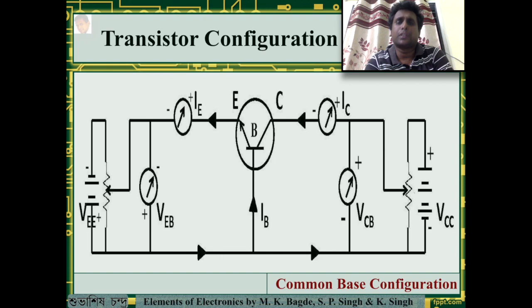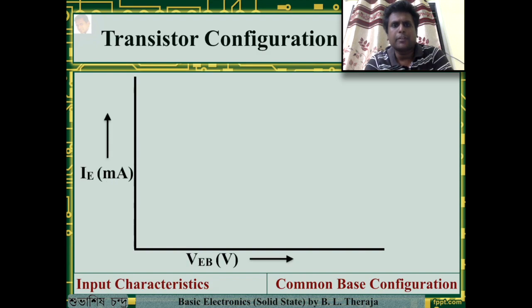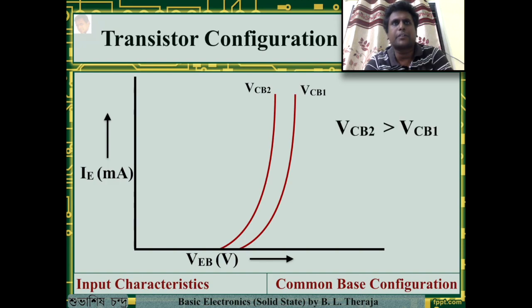Let's see what the characteristics for input look like. We have kept the output voltage VCB as constant and we have studied the variation of IE with respect to VEB. The curve, as you can see, is basically the curve of a forward bias diode. The curve also shows us that as we increase VCB, the cut-in voltage decreases. Now let's move on to the output characteristics.